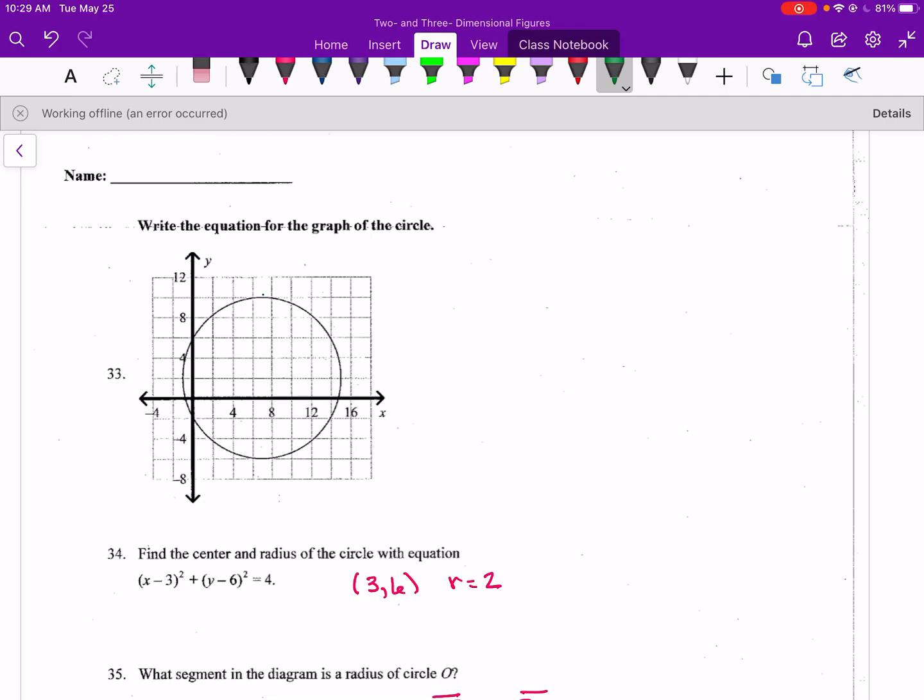Right, let me pick up where I left off. I had someone walk into the room, so I stopped. All right, 33 to the end.